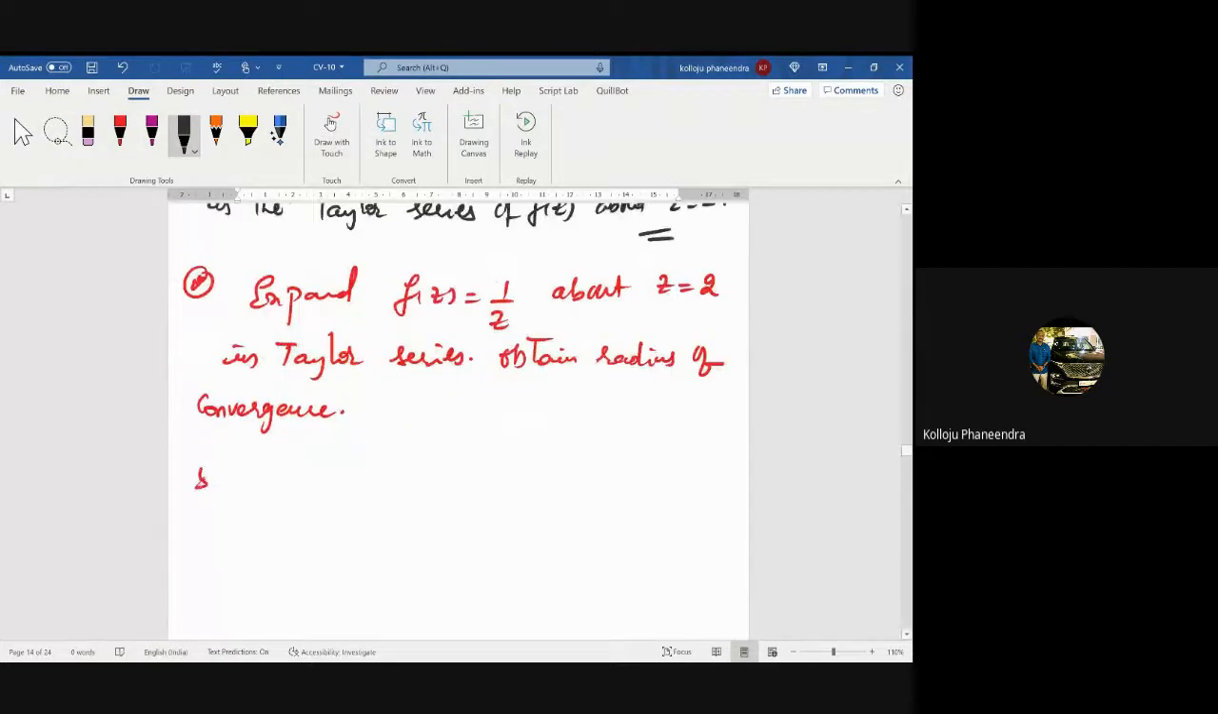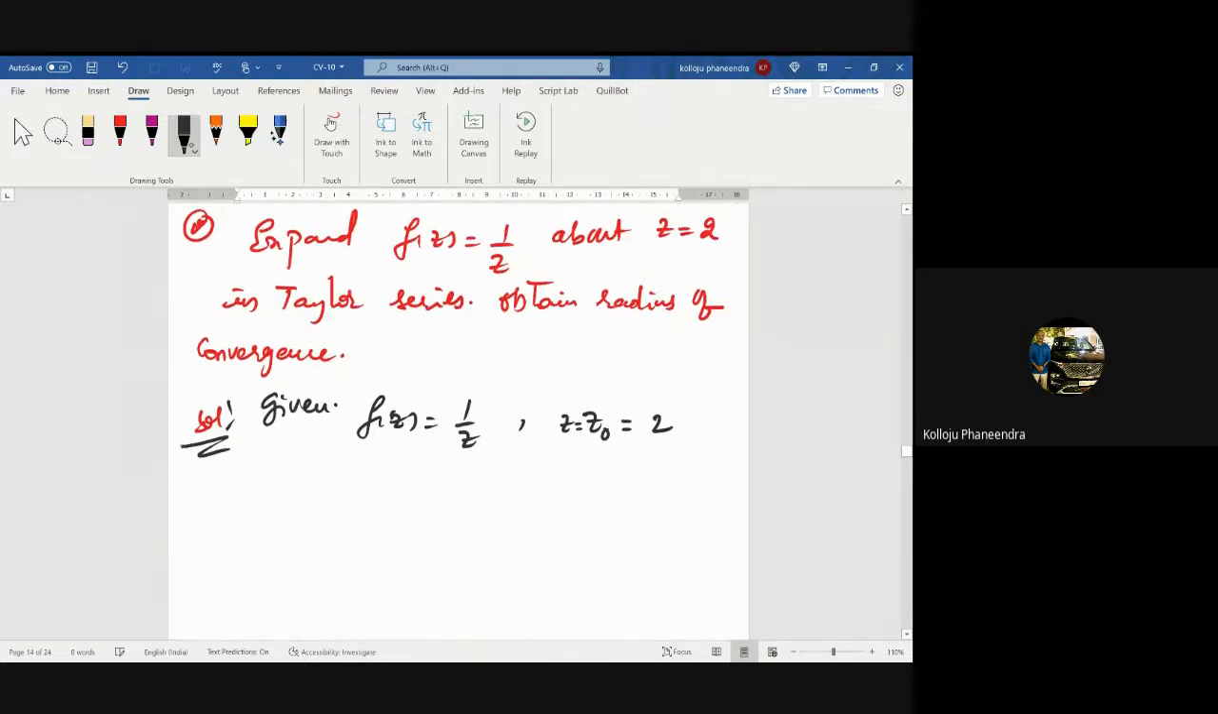Now, solution. f of z equal to 1 by z, and z naught is given as 2. So z equal to z naught equal to 2. Let z minus 2 equal to some u. So z equal to u plus 2.